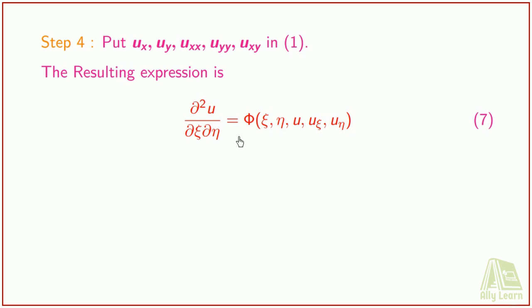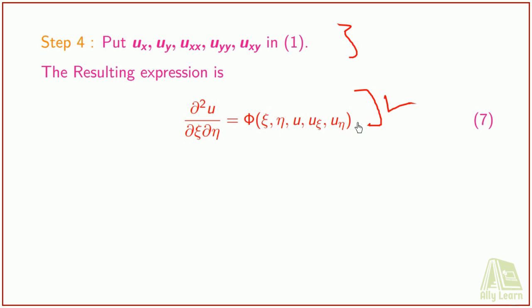Del 2 u over del psi del eta equals a function of psi, eta, u, partial derivative of u with respect to psi, and partial derivative of u with respect to eta. Again I repeat, after calculating all the partial derivatives, we put them in our initial given second order linear PDE, and after a little bit of calculation, we get an expression of this type. And this expression is the canonical form of my second order linear PDE.